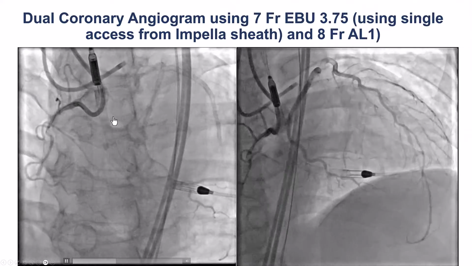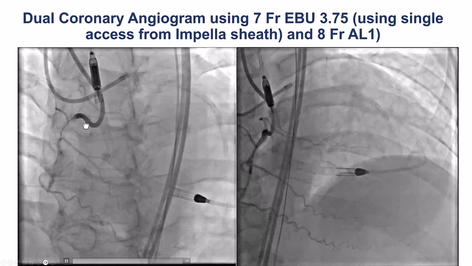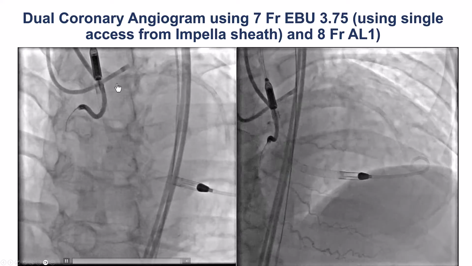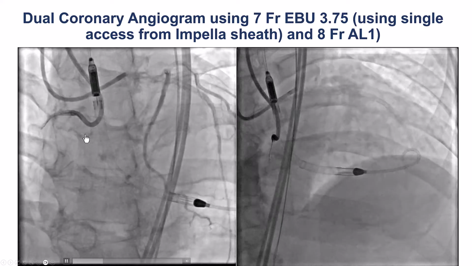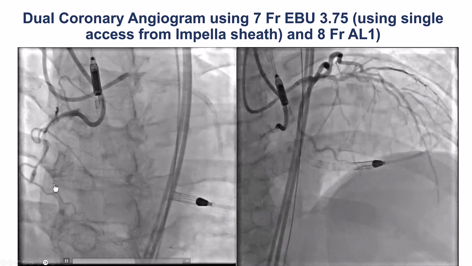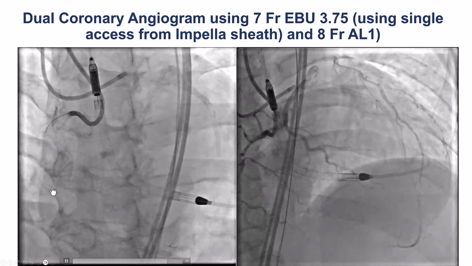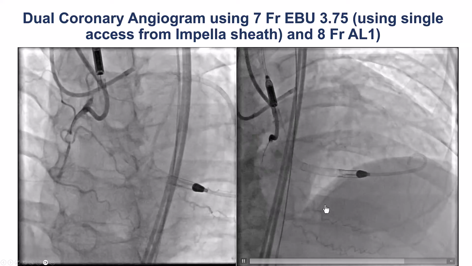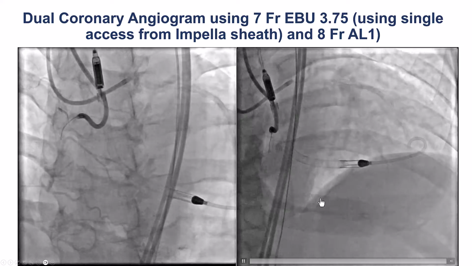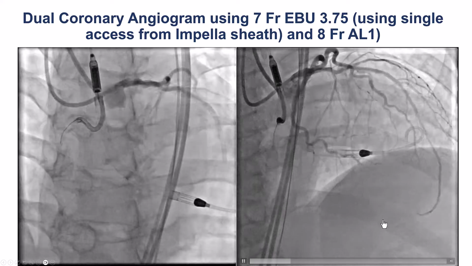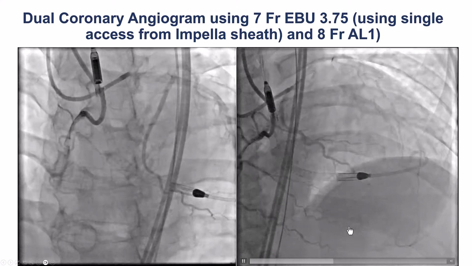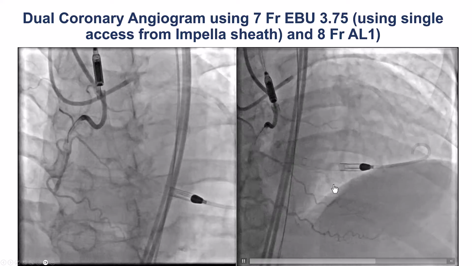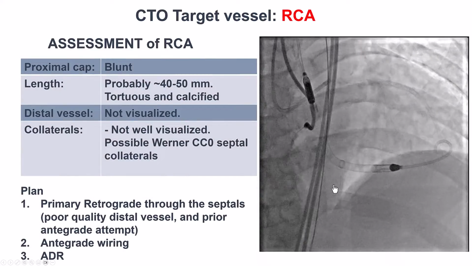These are the dual injections. We have an AL1 guide into the right coronary artery and an EBU 3.75 into the left. And we see we have a CTO of the mid-right coronary artery. There is a blunt proximal cap. There is a long occlusion length. Actually, we do not have a good visualization of the PDA of the distal RCA. This could be seen in the previous angiogram, but not in our setup film.